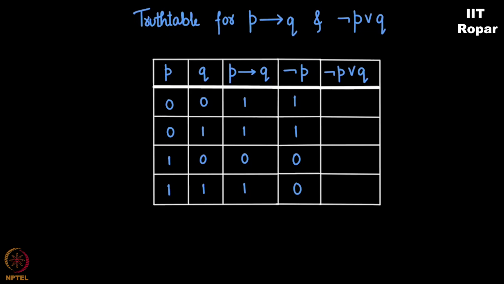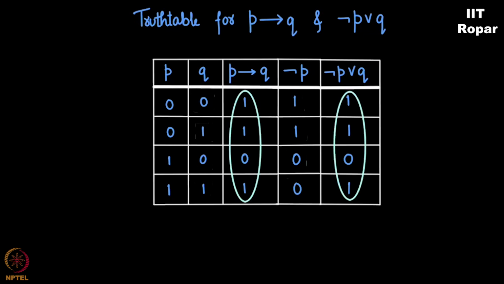1 or 0 is 1. 1 or 1 is 1. 0 or 0 is 0. 0 or 1 is 1. Now pause and observe. Don't you think these two entries are precisely the same? Yes, they are. Whenever two columns are precisely the same, their corresponding Boolean expressions are equivalent.